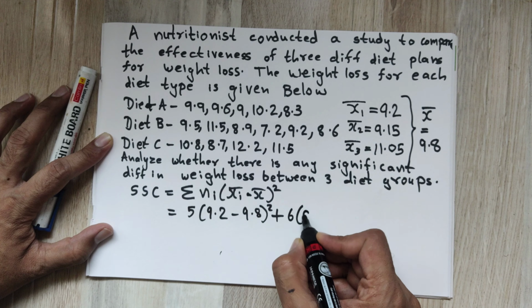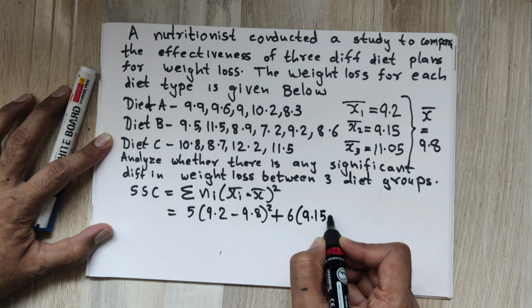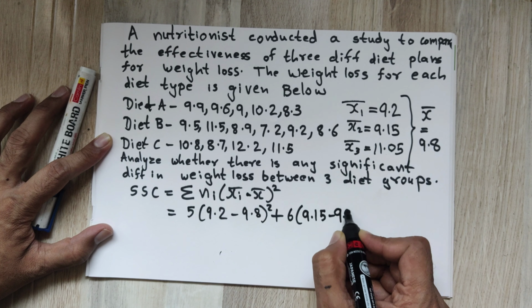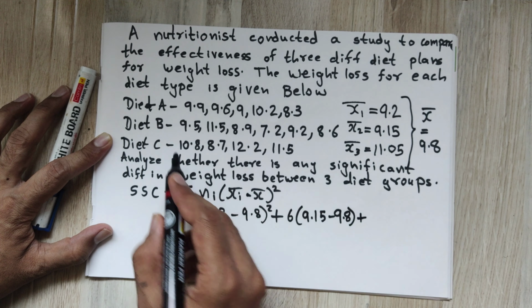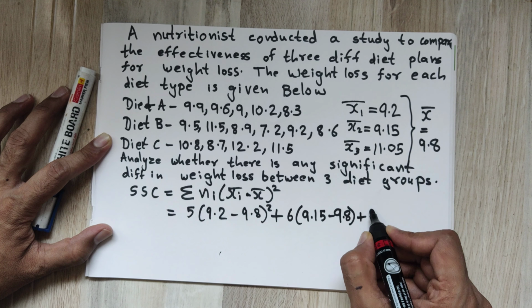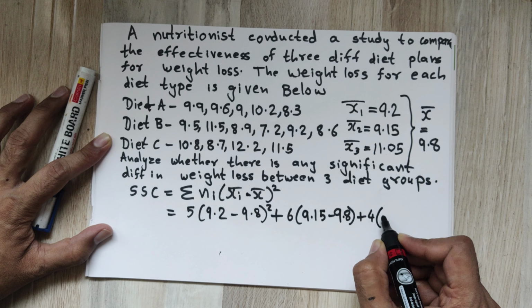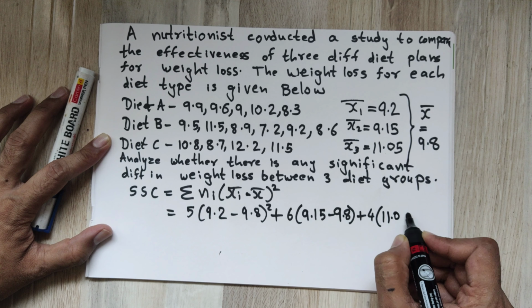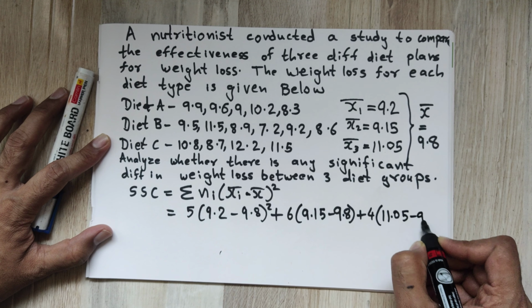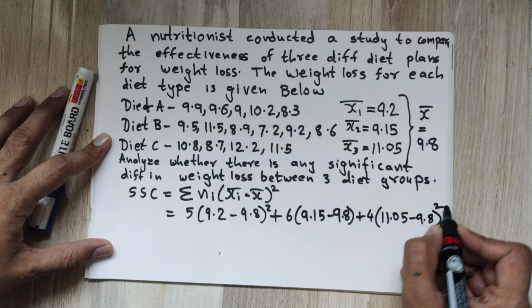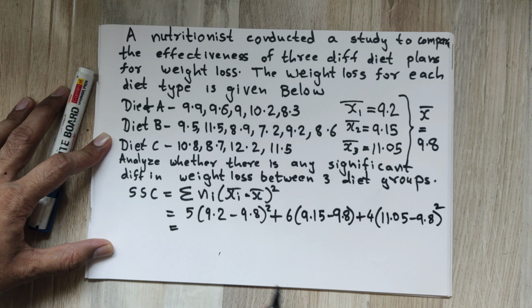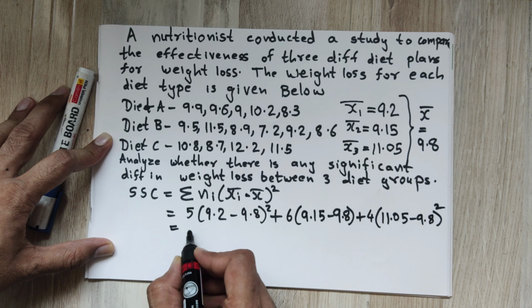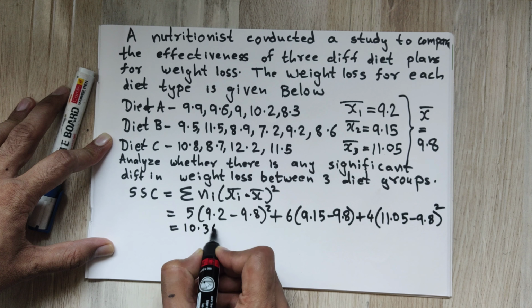The mean is 9.15 minus 9.8, that is x bar. Fourth sample: 1, 2, 3, 4. We have 4 points. So 4 into (sample mean 11.05 minus 9.8) square. So on calculating this, we get the value as 10.34.